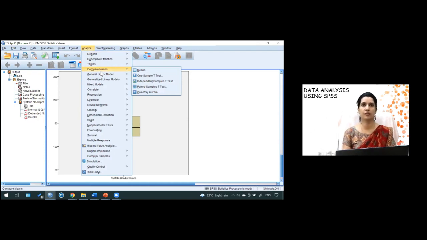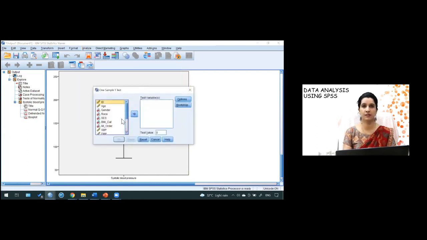So for today we'll use only this command, because today we'll be comparing means mostly, except for Mann-Whitney, where we'll compare medians. So Compare Means, then I'll click One-Sample T Test. The test variable is systolic blood pressure. I'll click this and move it here, and I don't have to do anything else.